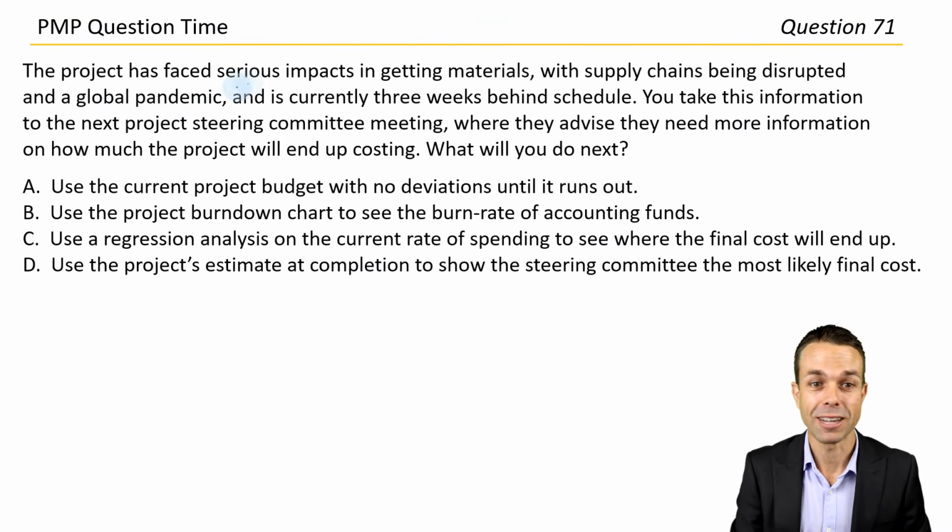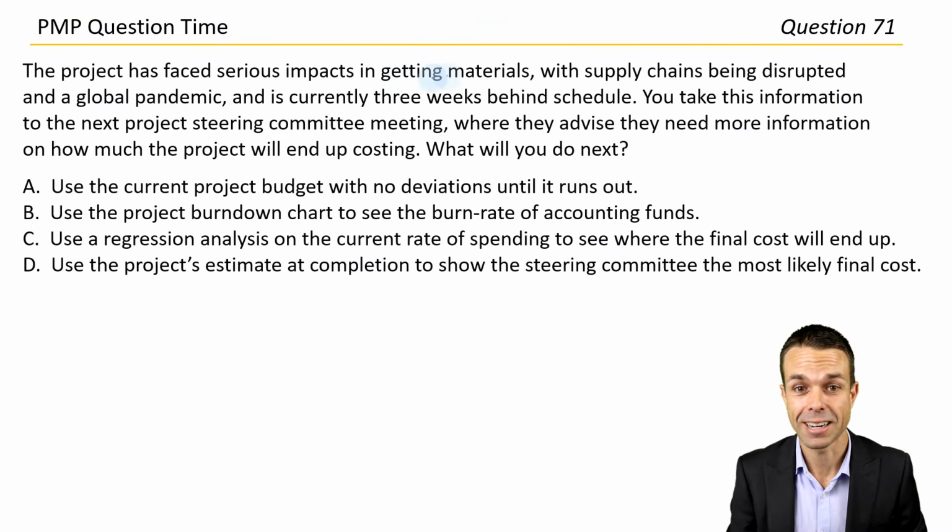The project has faced serious impacts in getting materials, with supply chains being disrupted and a global pandemic. Sounds familiar? And is currently 3 weeks behind schedule. Okay, you take this information to the next project steering committee meeting, where they advise they need more information on how much the project will end up costing. Okay, what will you do next?